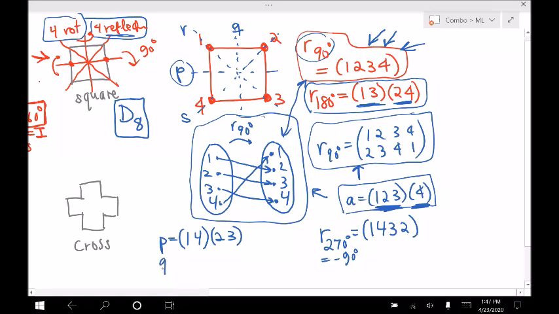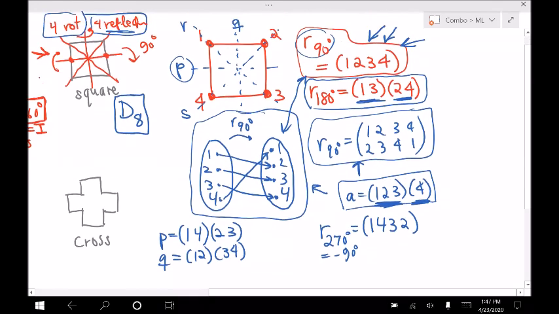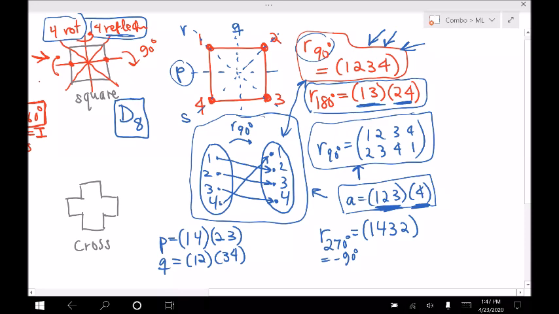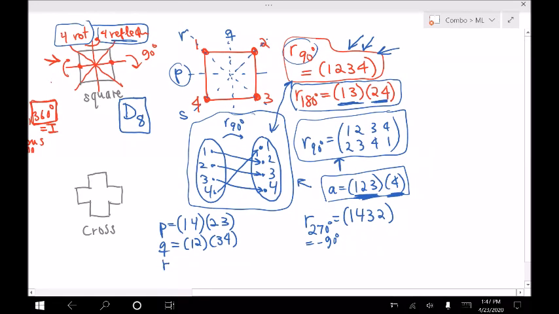In a similar way, Q can be 1 mapped to 2, and then 3 is mapped to 4, where 4 is mapped back to 3, and so on. So that's Q. But R and S have a different nature. Let me make a little bit of space right underneath. Can you write R in cycle notation? So where does 1 go to under R? R is this diagonal, as you remember.